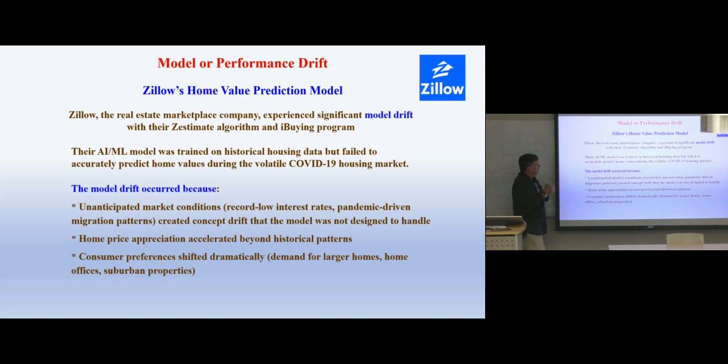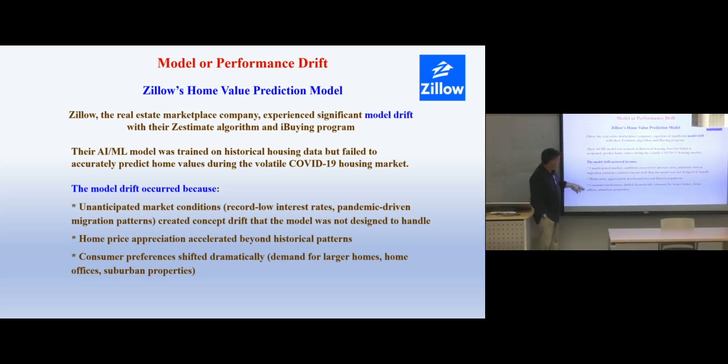Zillow is, as you guys know, real estate. They had a lot of model drift with their Zestimate algorithm and their iBuying program. It was trained on historical housing data. It didn't accurately predict home values during COVID. Unanticipated market conditions. We had record low interest, pandemic-driven migration, and it gave concept drift. This is totally a different concept than that original program was developed with. Remember, COVID was a finite set of months. Nobody saw it coming. Okay, so home price appreciation accelerated beyond historical patterns. Consumer preferences shifted dramatically, all because of what was going on during COVID.